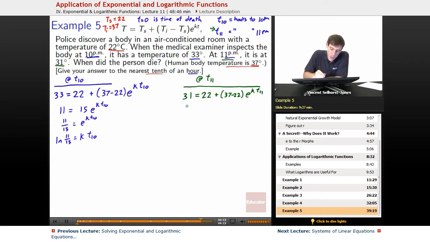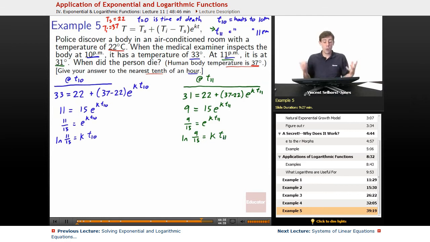We can subtract by 22 on both sides. We'll get 9 equals 37 minus 22 is 15 e to the k T11. We can divide by the 15, so we get 9 over 15 equals e to the k T11. Take the natural log of both sides. Natural log of 9 over 15 equals k T11.